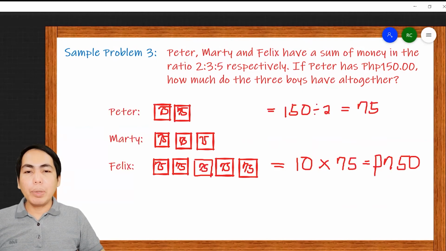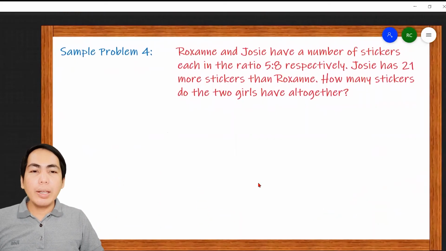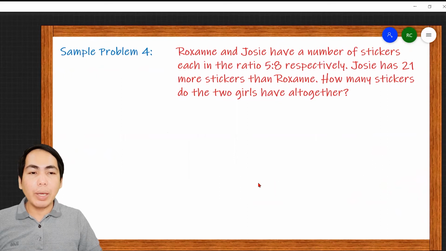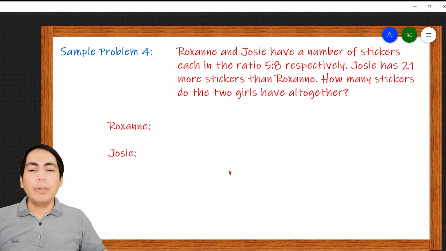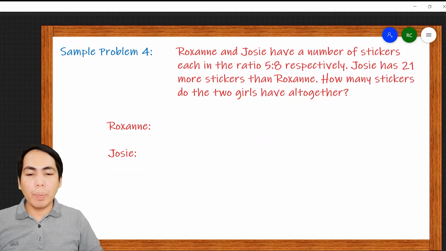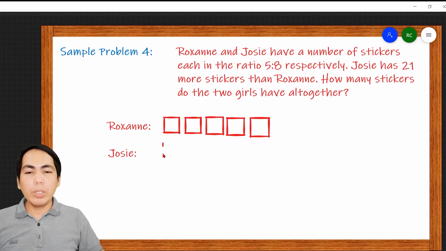So let us have sample problem number 4. Roxanne and Josie have a number of stickers each in the ratio 5:8 respectively. Josie has 21 more stickers than Roxanne. How many stickers do the 2 girls have altogether? First is for us to represent the ratio of the number of stickers for Roxanne and Josie through the use of blocks. So, Roxanne has 5 blocks, while Josie has 8 blocks.